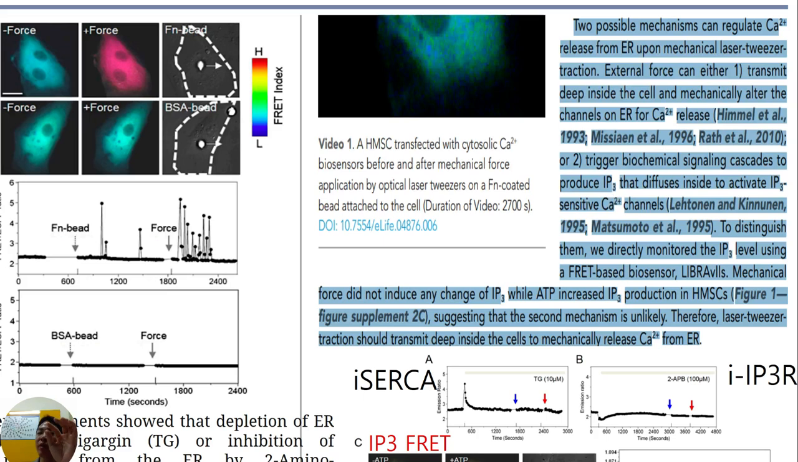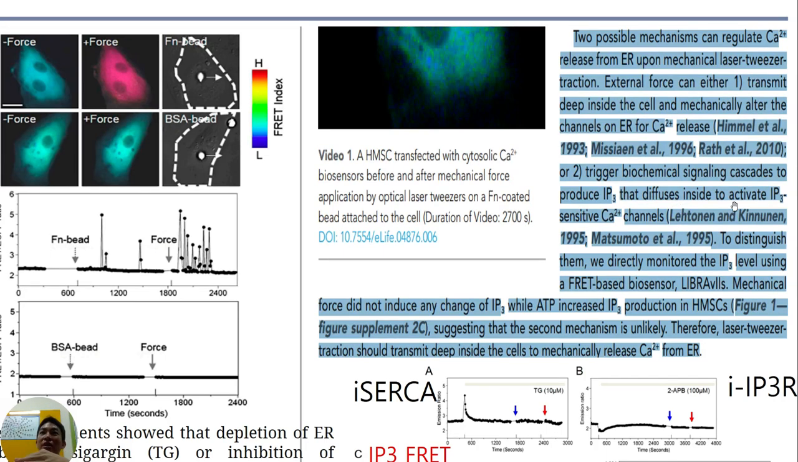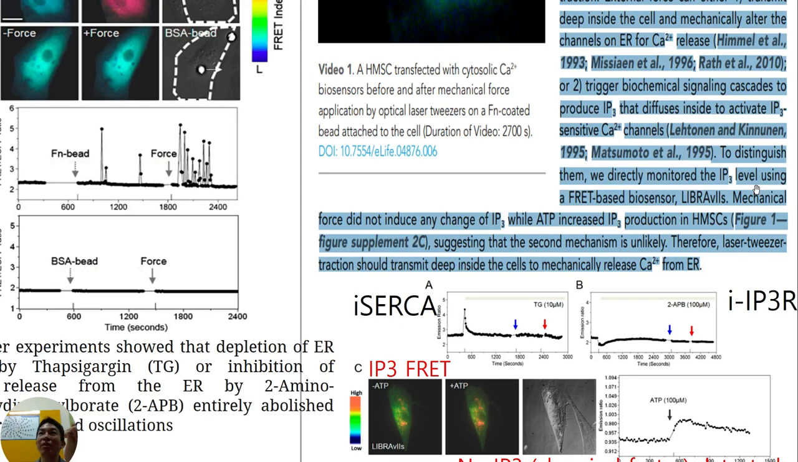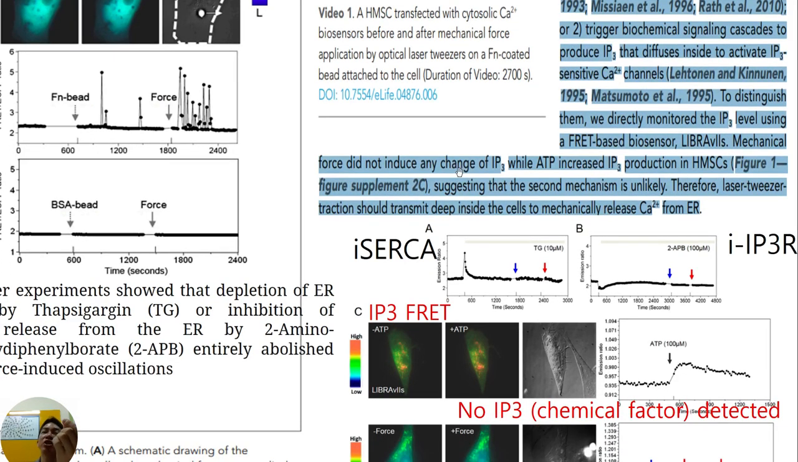IP3 is, originally, released from the cell membrane after cleaving the lipid of the cell membrane by a certain receptor, like GPCR. And then this IP3 diffuses biochemically inside the cytosol and activates the IP3-sensitive calcium channel in the ER. So one is mechanical, the second one is biochemical, right? To distinguish them, we directly monitor the IP3 level using a FRET biosensor. This FRET biosensor is not for calcium; they made another FRET biosensor for detecting the IP3 level. And they found that mechanical force didn't induce any change of IP3.